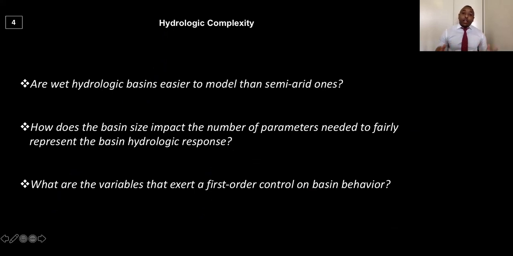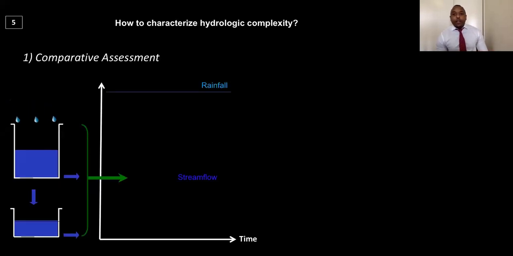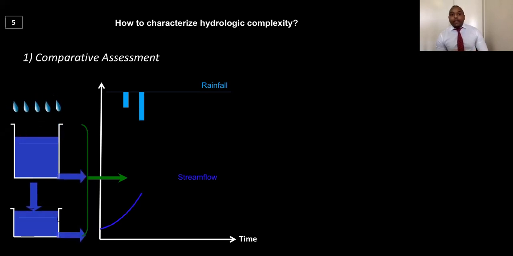So how do we go about answering these questions? Well, in literature, there have been two main approaches to acquire testable hypotheses on hydrologic complexity. And the first is what we call comparative assessment.